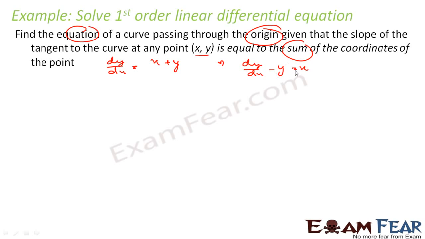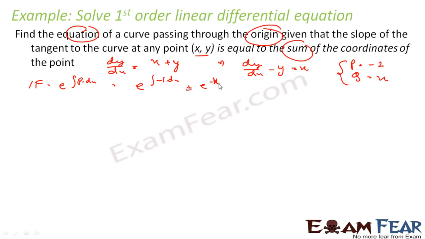So if we compare this, this is a first order linear differential equation. So p here is minus 1 and q here is x. Correct? Because dy by dx plus py is equal to q. So I'll find IF very easily. IF will be e to the power integral p dx. That becomes e to the power integral minus 1 dx, that is e to the power minus x.